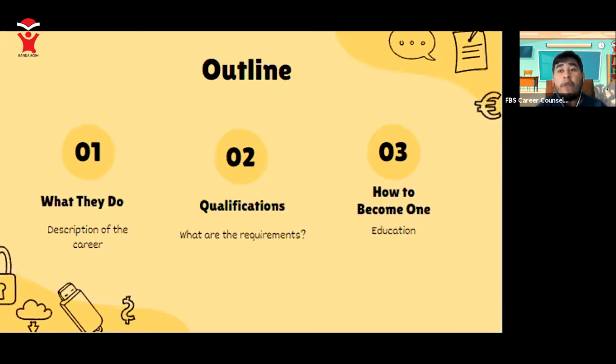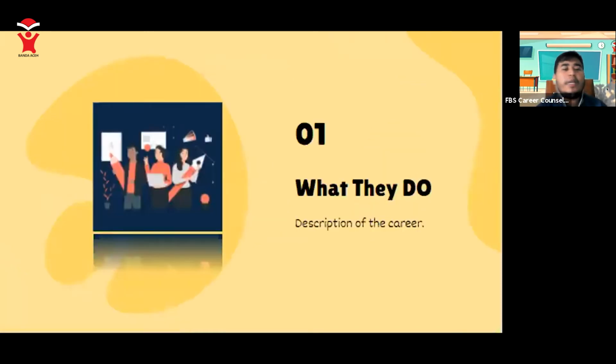So after you graduate from high school, you should study in university, and then you should gain more experience by working part-time jobs and so on, and then you apply to the company to become the human resources manager. All right, so the first one, what they do. The description of the career, what they do.